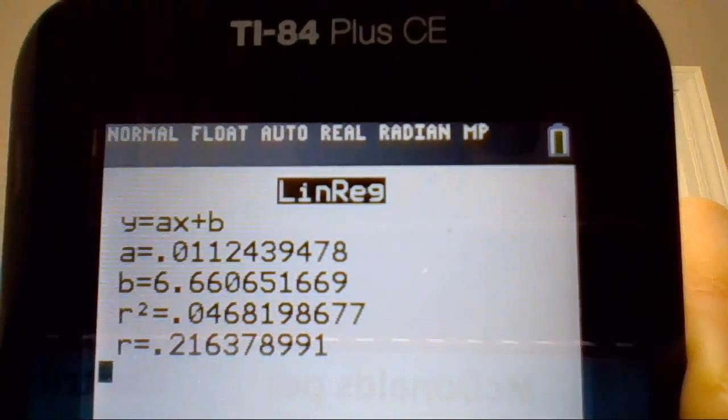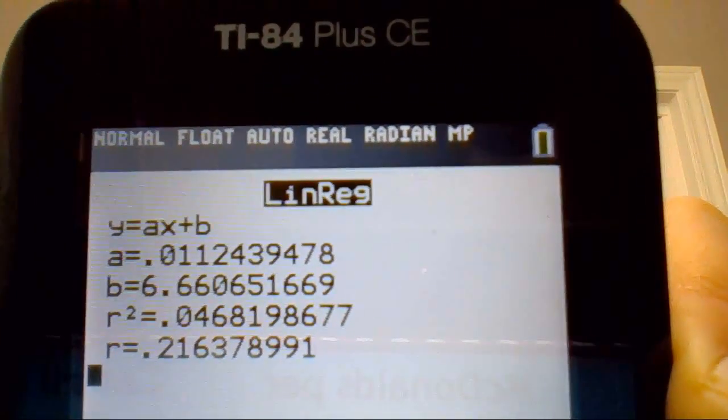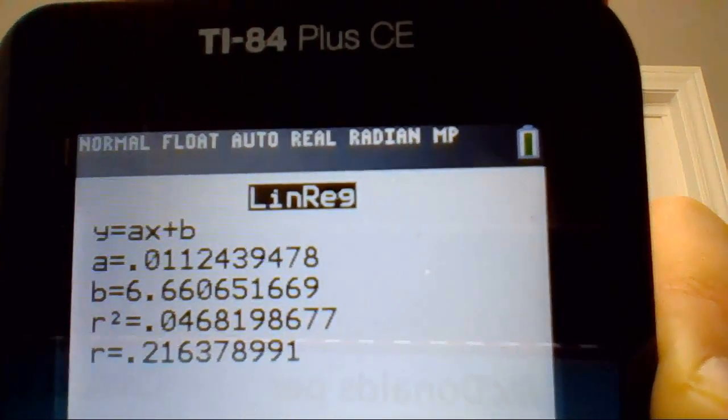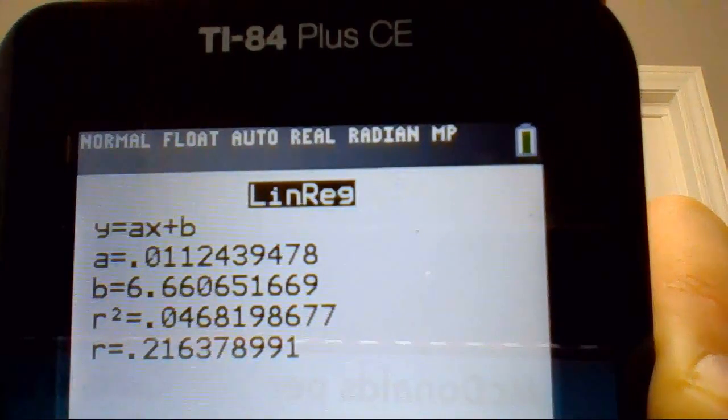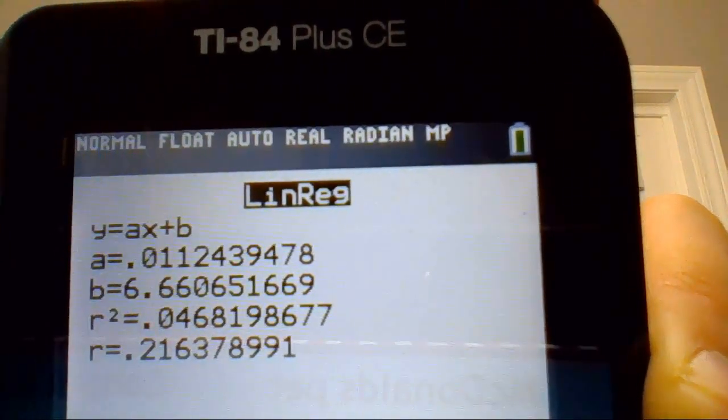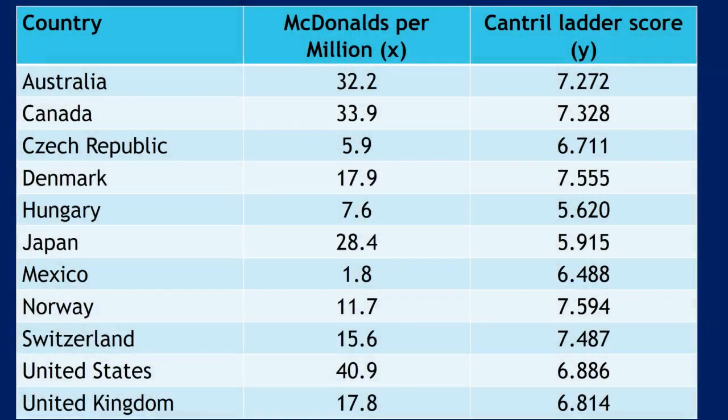Again, if you do not see this R, then you have to hit second, then 0, go into your catalog, and turn your diagnostics on. Just go to diagnostics on, hit enter twice. If you need to see that, you can go to the previous video. All right.